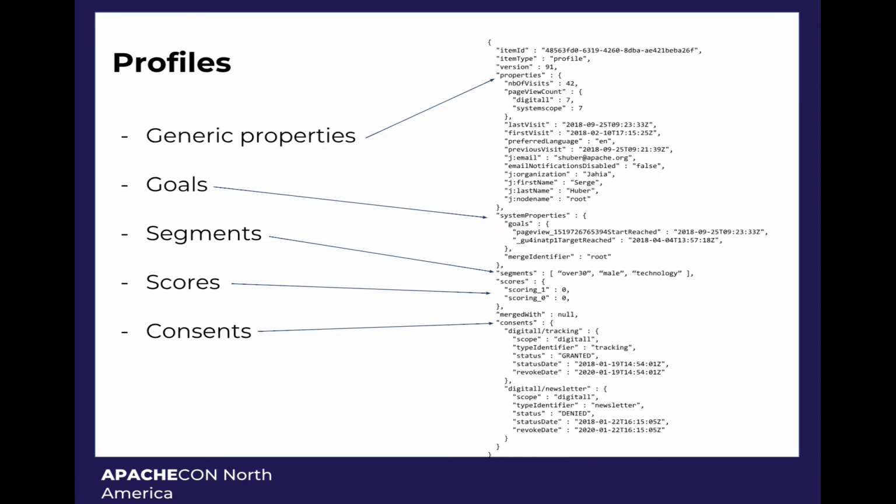The segments he's part of. Here it says over 30, mail, and technology. The scores that he has, so these are defined by, let's say you put some scores on pages and you say, okay, this page will give you 10 points, and then basically you're accumulating scores. And last but not least, the consents.